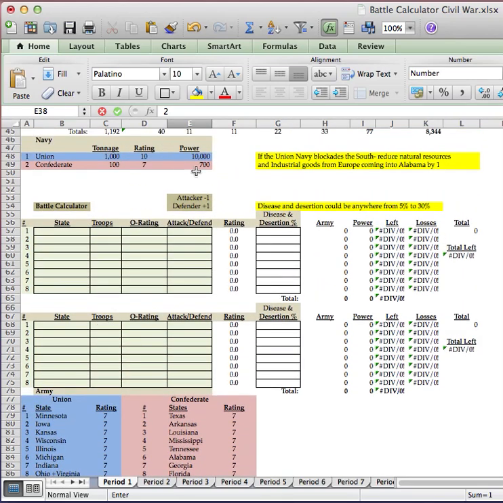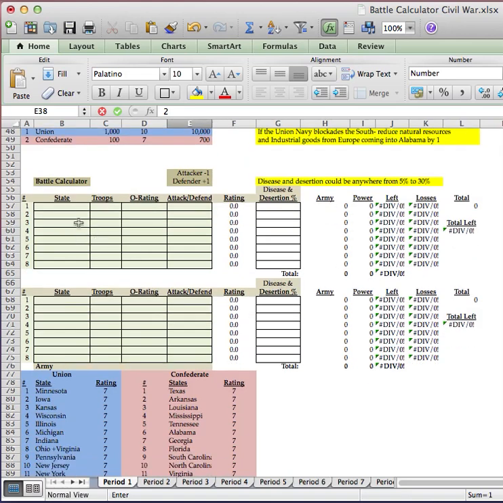Now, one last thing with the Navy. If the Union Navy blockades the South, you're going to reduce the natural resources for goods coming from Europe into Alabama by 1. And the reason we only reduce it by 1 is because the South was able to smuggle some natural resources and industrial goods through the Union blockade. And so we don't take them away completely.